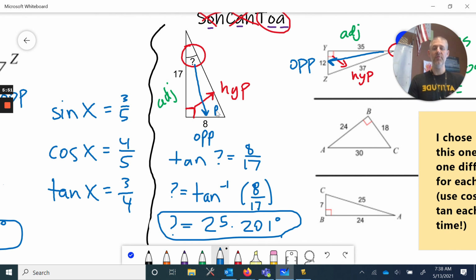I could use trigonometry to find that, so I could use tangent, but label it as this. So there's a lot of ways you can get there.